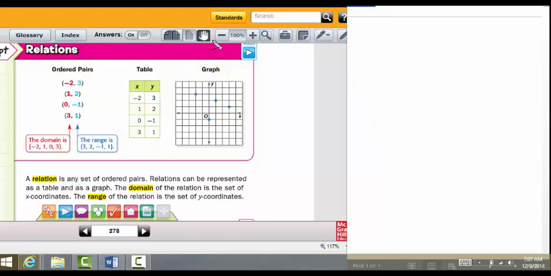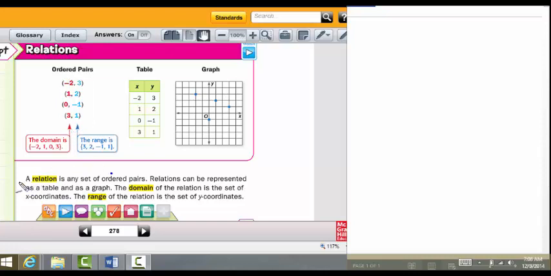The other thing that I want you to notice here is that we have a domain and a range here. I want you to notice that this domain right here is shown right here with these points. We have -2, 1, 0, and 3. And that furthermore, this set of values is the range.